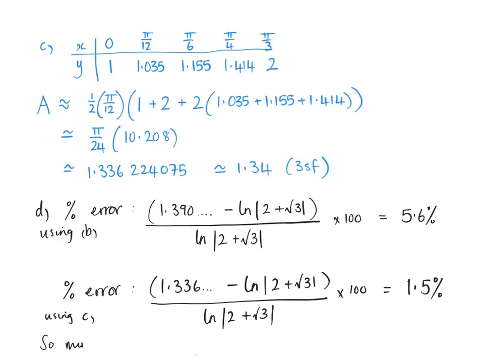So more strips, i.e. part C, is more accurate. And as I say, the trapezium rule does get asked for as well as a definite integral. This part D sometimes gets asked for, but not very often.